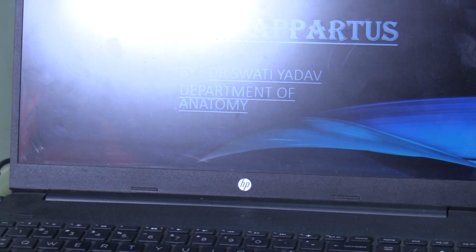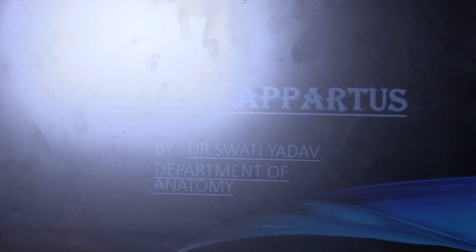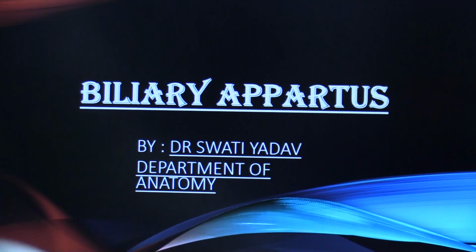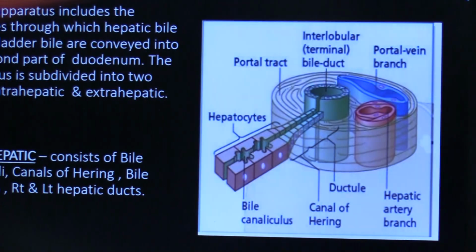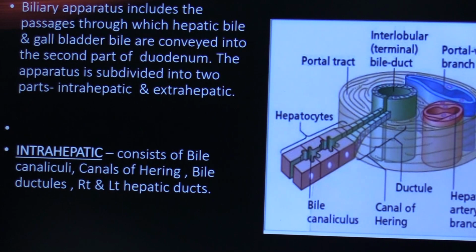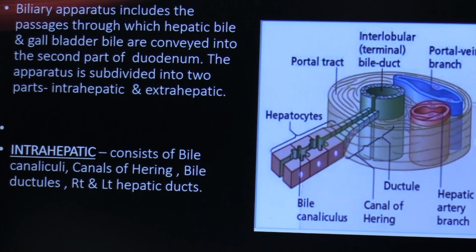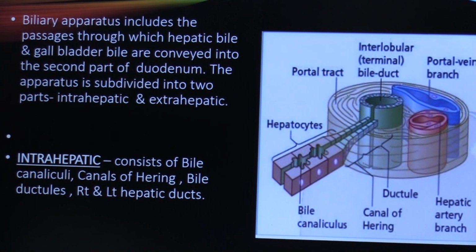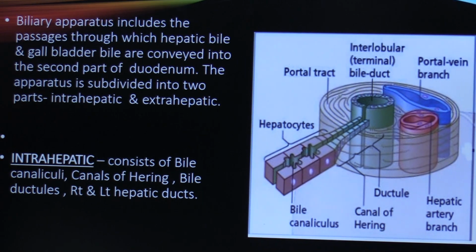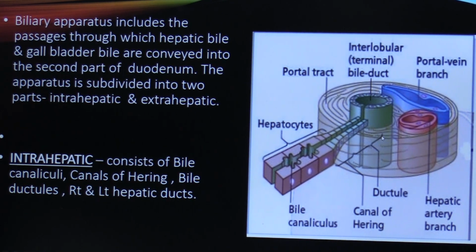Today I'll be discussing an important topic, that is biliary apparatus. So starting with the slides of the biliary apparatus. Biliary apparatus includes the passages through which hepatic bile and gallbladder bile are conveyed into the second part of duodenum. As we can see in the diagram, the apparatus is divided into two parts, intrahepatic and extrahepatic.